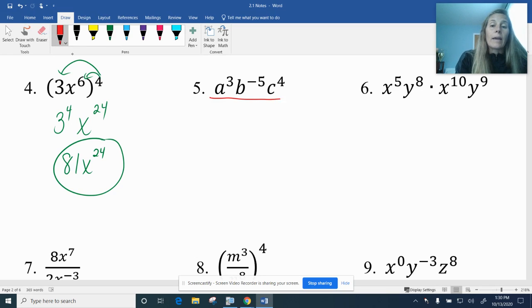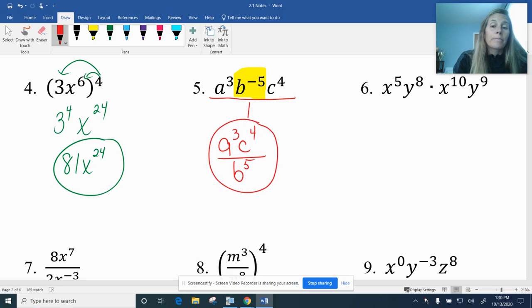Okay, number 5, I have one term here that has a negative exponent. So just that one term needs to be moved. The a to the 3rd and the c to the 4th are going to remain on top. And the b to the negative 5 goes to the bottom so that the 5 can become a positive.